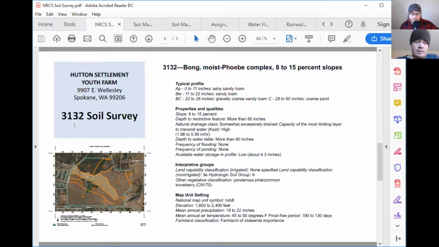Here's this second one, and again, very easy to understand. The same format as the first one, actually the same profile. So those two soils have a lot of similarity. They're both in the bong unit. This one is steeper slopes. So really the main difference between these two soil types he selected is that there's just a difference in slope. Other than that, they're very similar.